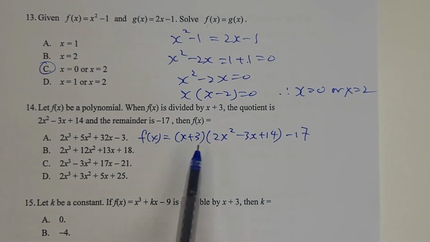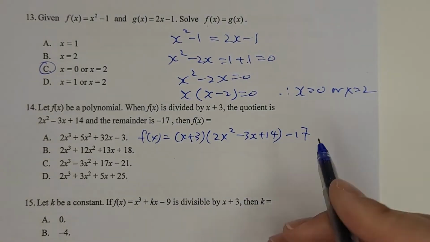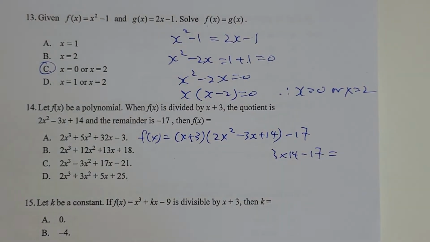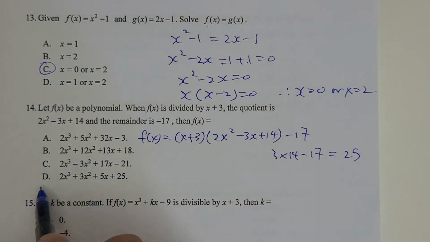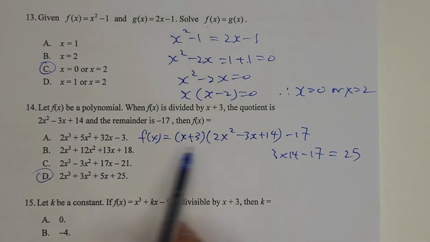You can see that the constant terms are all different. So just look at the constant term. 3 times 14 minus 17, that is 25. So the answer is D. Okay, that's it. No need to expand all the expression and then get the correct answer. Just look at the options carefully.